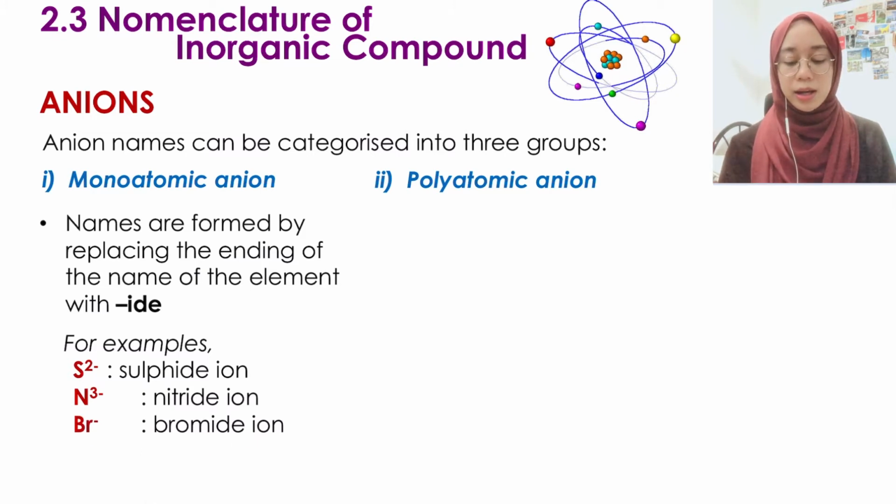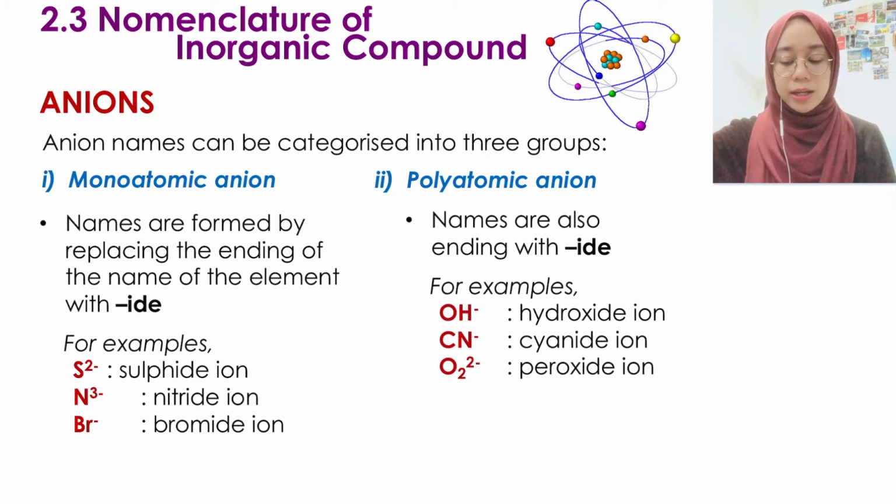Okay, and then kita pergi pula tengok kepada contoh untuk polyatomic anion. Polyatomic anion pun konsep dia sama juga macam monoatomic anion ni. The names are also ending with the ide. Example yang kita ada OH-, ini hydroxide ion, dan kita ada CN-, cyanide ion, dan kita ada juga O2 2-, ini dipanggil peroxide ion.